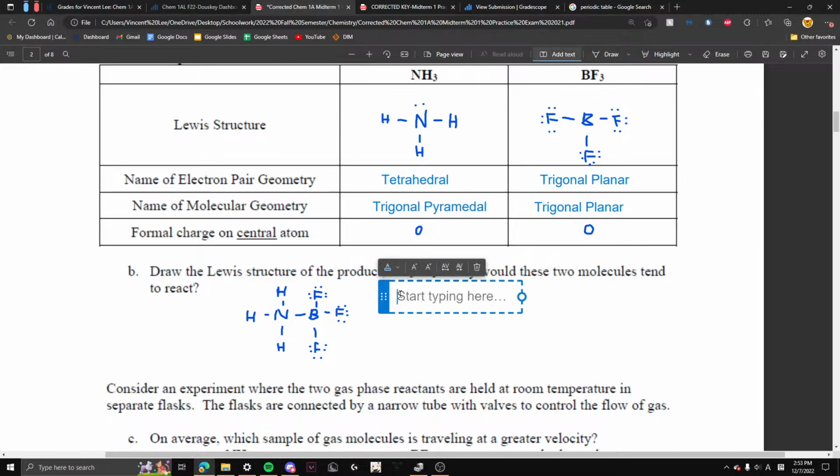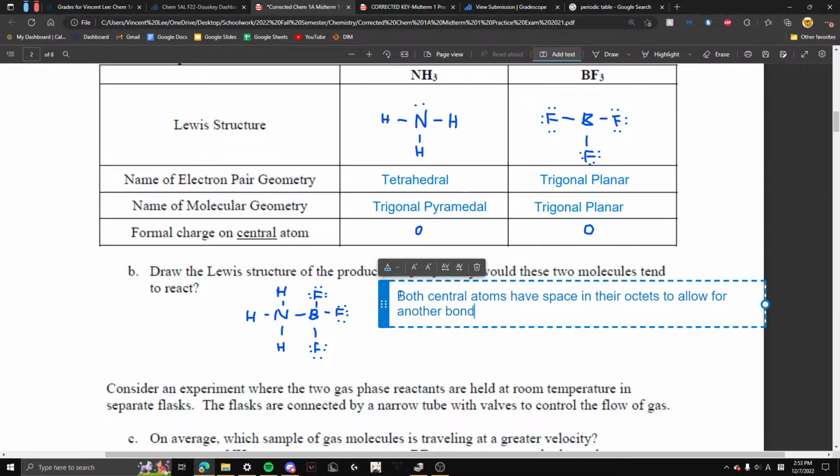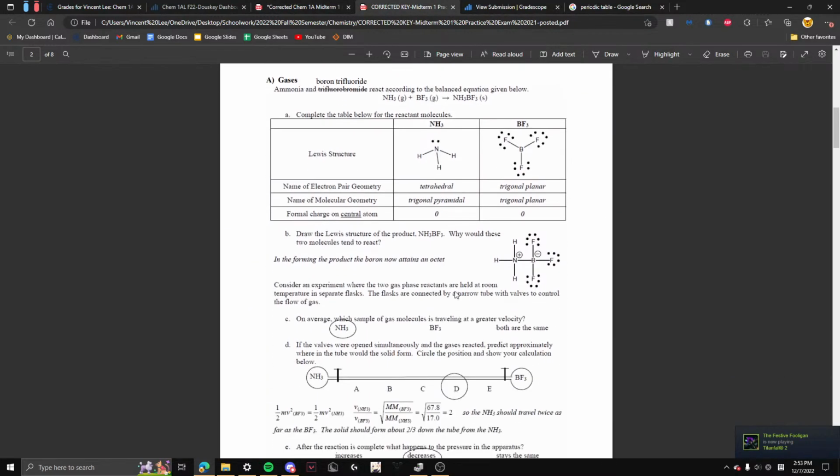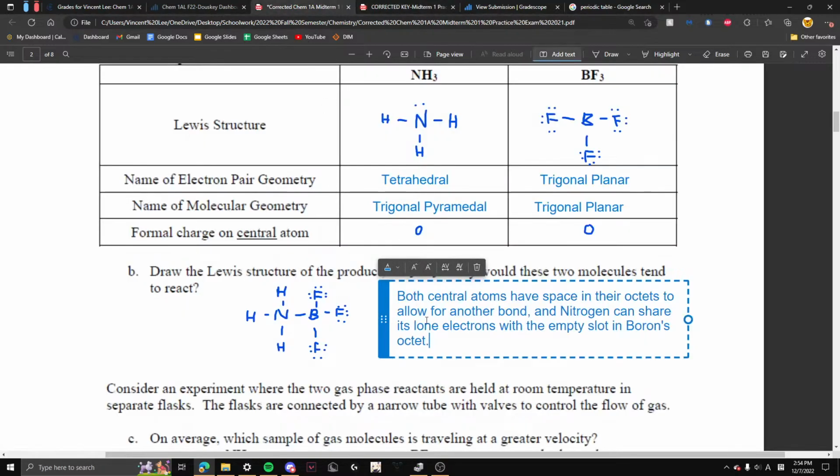So the reason is both central atoms have space in their octets to allow for another bond, and nitrogen can share its lone electrons with the empty slot in boron's octet. That's that. And if I look at the reasoning, yeah, the boron now attains an octet. So pretty much they will both be happy, despite the fact both of them have charges on them. They will have full octets, so they will be happy.